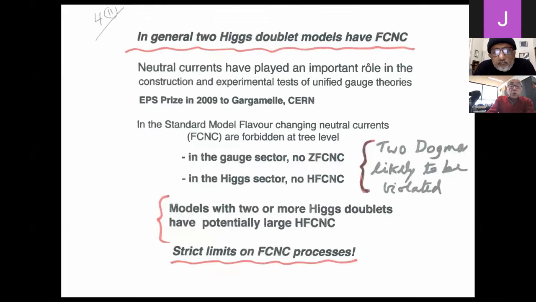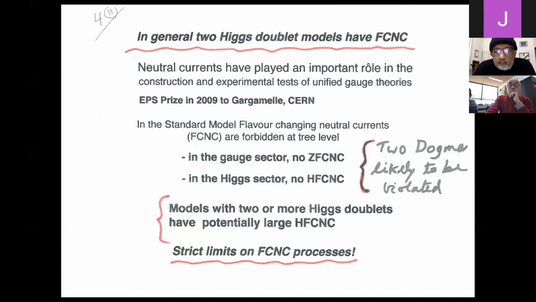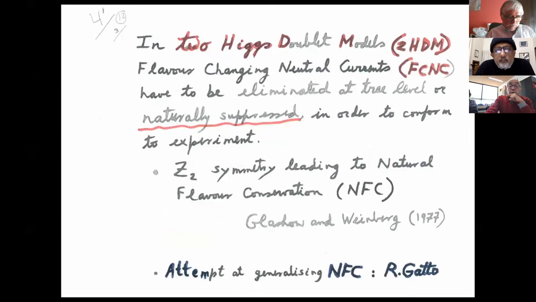There is also a possibility of solving the strong CP problem through the Peccei-Quinn mechanism. SUSY needs 2 Higgs doublet models, and of course the importance of them in all this. Okay. Now, as I mentioned, in general, 2 Higgs doublet models have flavor changing neutral currents in the gauge sector and also in the Higgs sector. And let me not talk much about that.